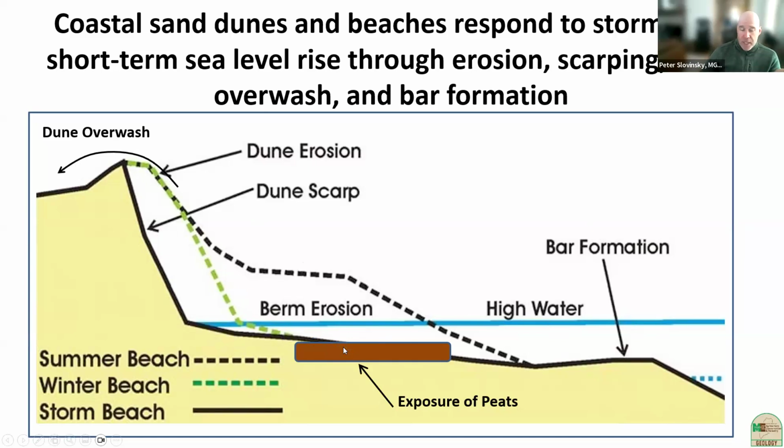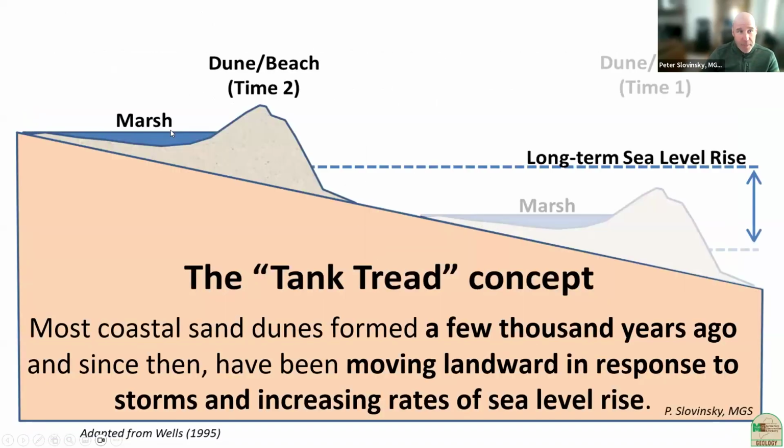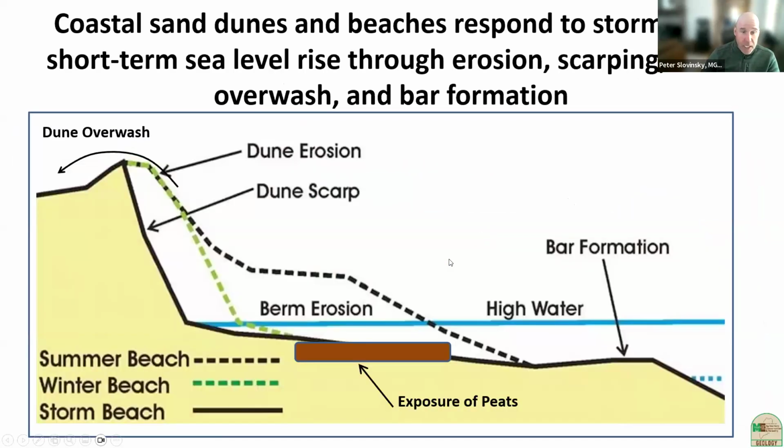So why would we find an old marsh surface in the surf zone? Well, that goes back to this tank tread concept, such that at time 2, you've got your beach and your dune, and the old marsh is in the surf zone, okay? So that's what we see during storms, and that's what we've seen this winter.